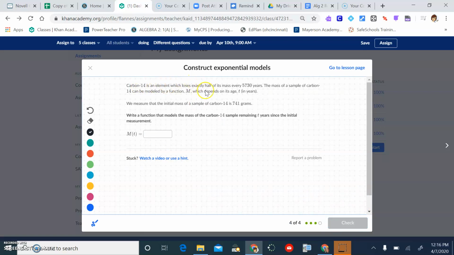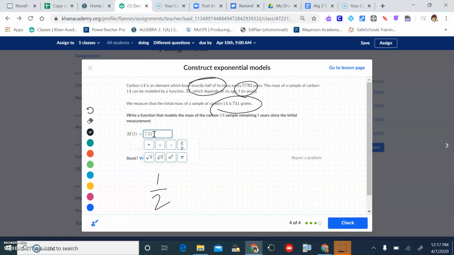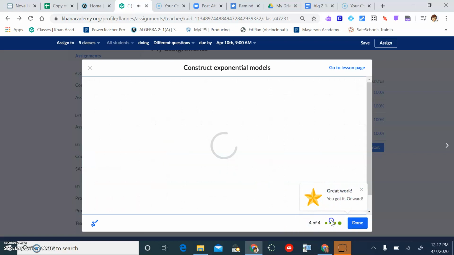Carbon element losing half its mass. Ooh, they tricked us. Half. So they're telling us that the rate is a half. Every 5,730 years. And it starts with 741 grams. 741. 1/2. Oops. Exponent. T divided by 5730. Ta-da!